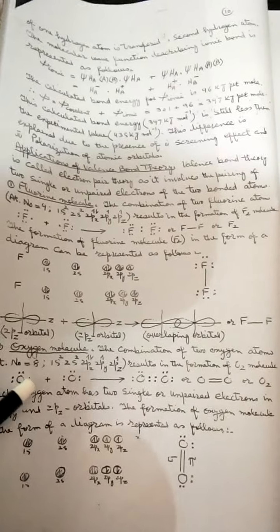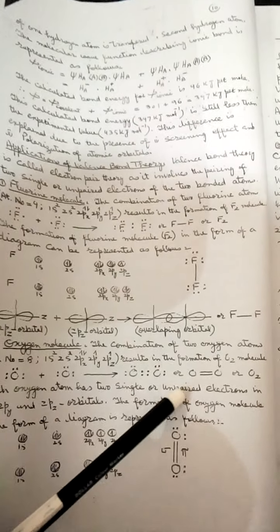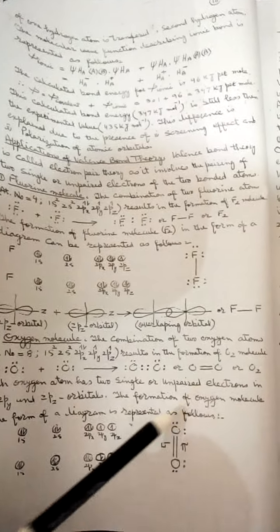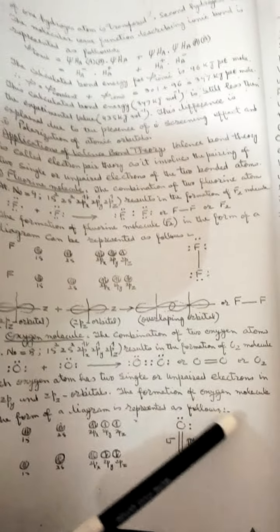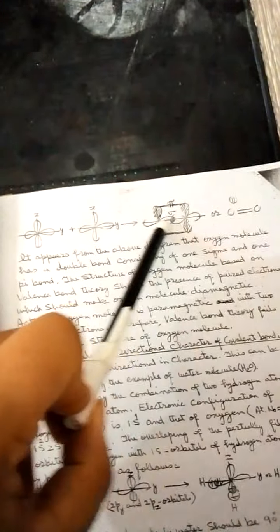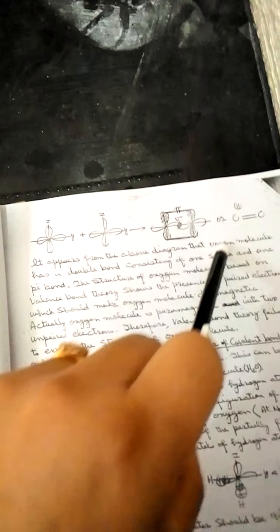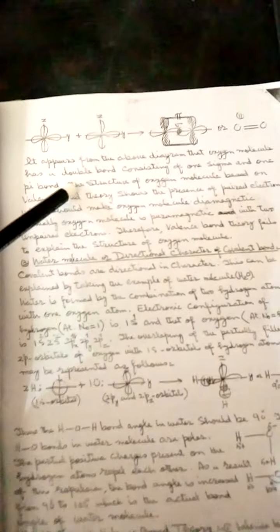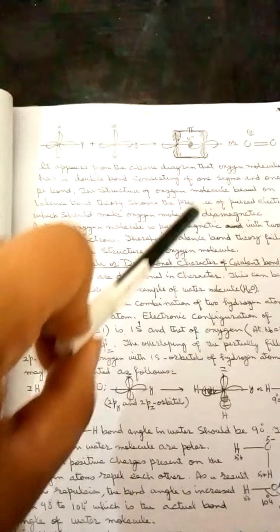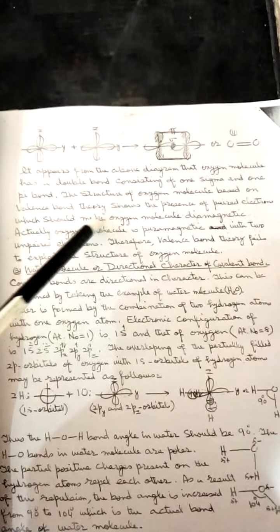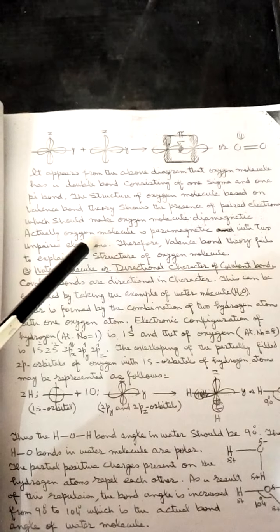Second is the oxygen molecule, atomic number 8. Here sharing of two electron pairs takes place and a double bond is formed between the oxygen atoms, each having two single unpaired electrons. Look here, parallel overlapping takes place. One is a sigma bond and one is a pi bond. In the pi bond, two pi regions are present with parallel overlapping, while in the sigma bond, direct or head-to-head overlapping takes place. It appears from the above diagram that the oxygen molecule has a double bond consisting of one sigma and one pi bond.